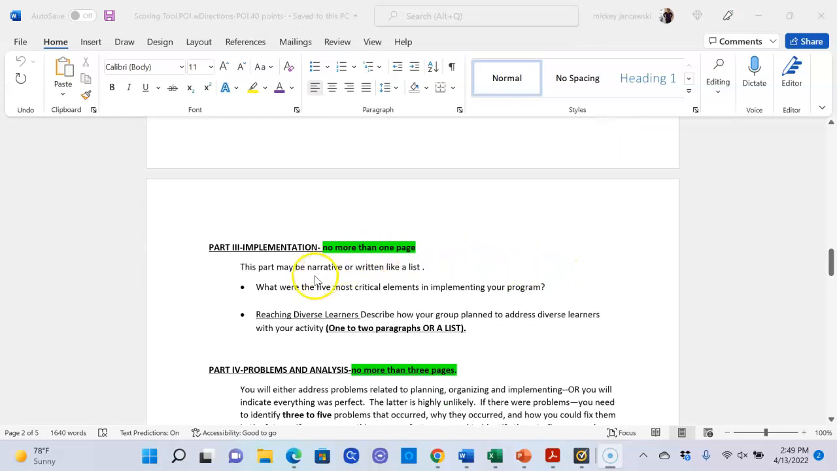Part 3 is implementation. This should be a narrative, or it's best written as a list. It says, what were the 5 most critical elements in implementing your program? You'll list 5 elements with a sentence next to each one explaining what it is that you did and why it was critical. 1 or 2 sentences per item. So list the item, 1 to 2 sentences explaining why it's important.